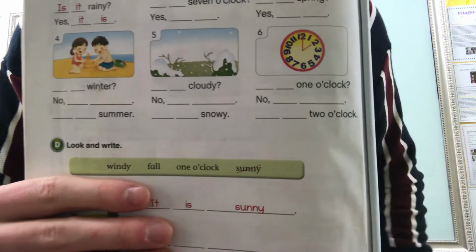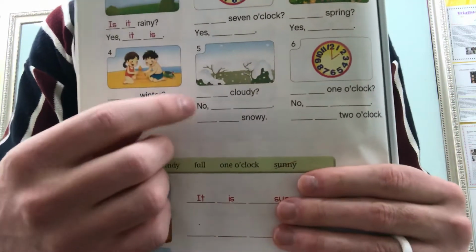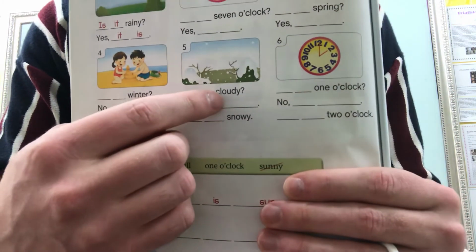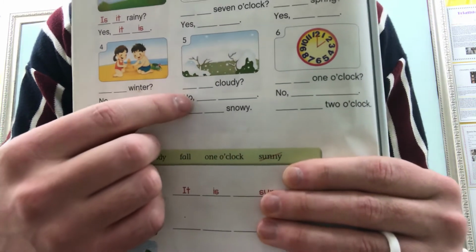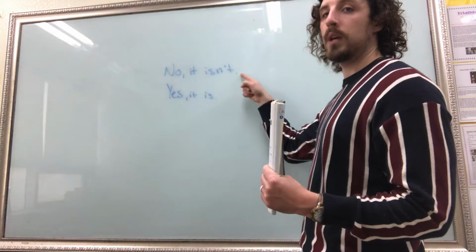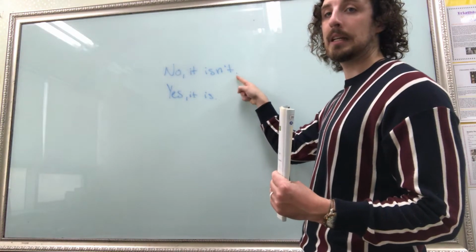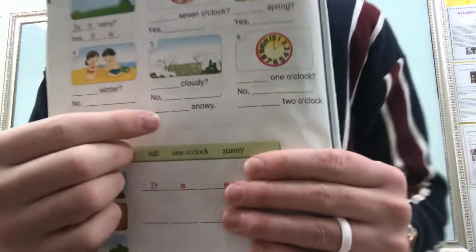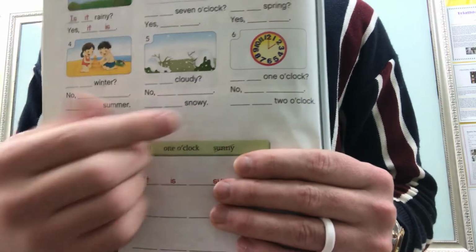Okay, let's try number 5. Number 5 says, is it cloudy? No, it isn't. It is snowy.